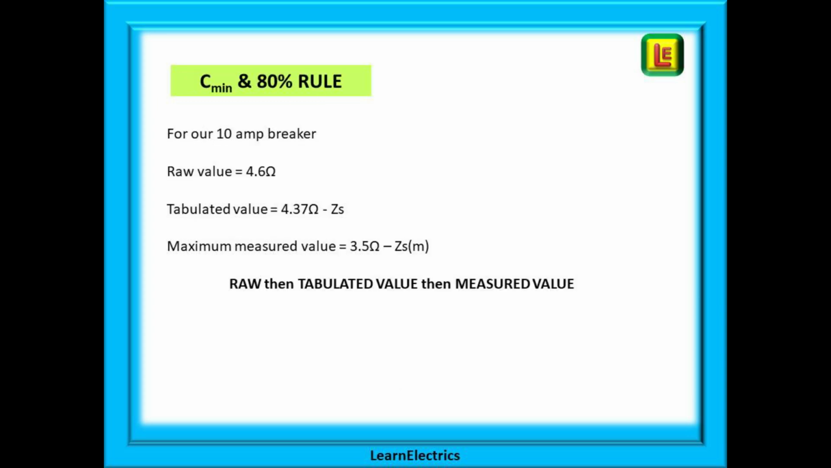If we go over all that again, what do we have? For our 10 amp breaker, we found the raw value of 4.6 ohms. Then we multiply by Cmin to get 4.37 ohms, our ZS value. Then we apply the 80% rule to get our maximum measured value of 3.5 ohms, which we call ZSM.